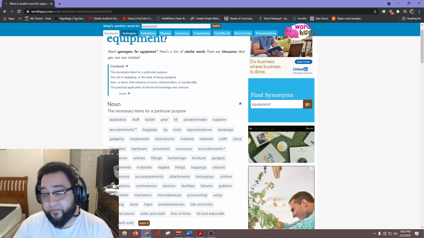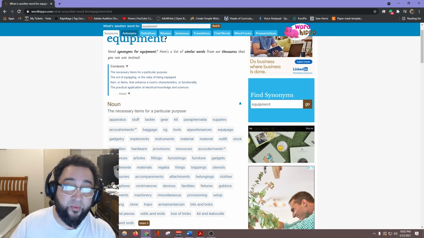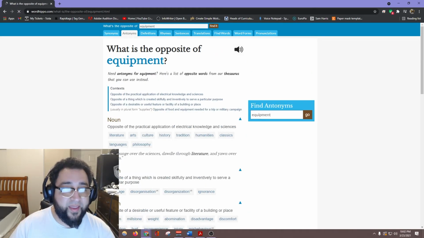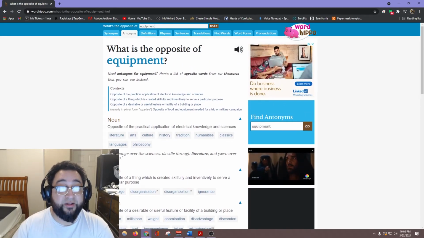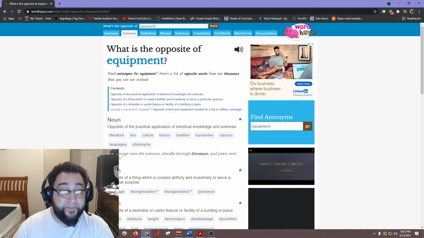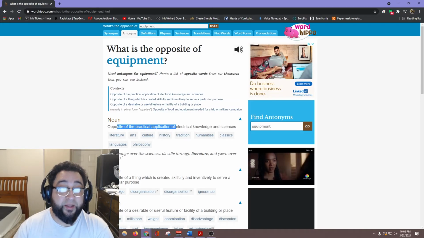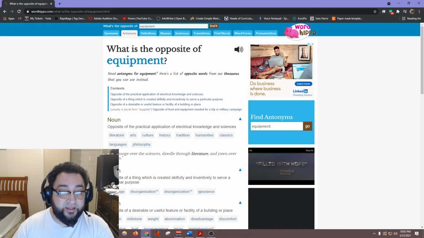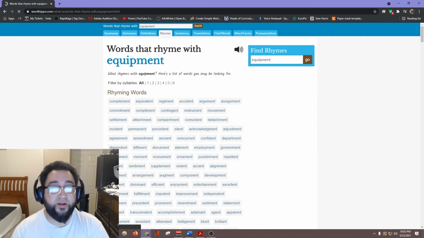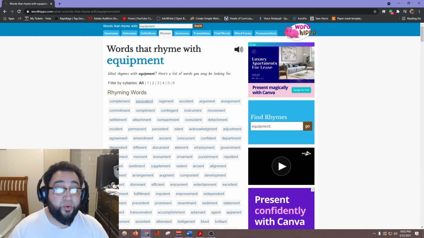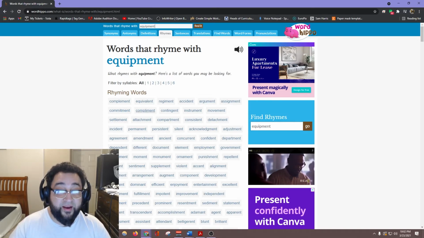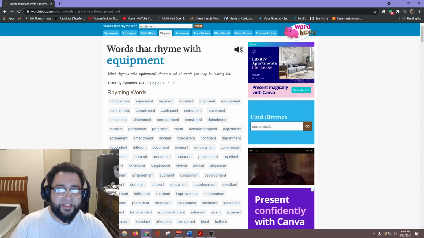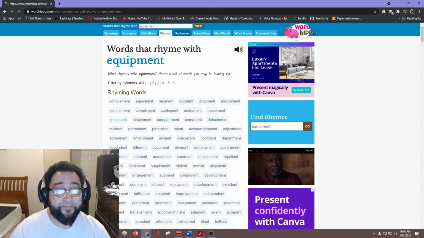Now, let's find the opposite of the word equipment. The opposite would be found in the antonyms. The antonyms of the word equipment would be literature, culture, so other things that are opposite of the practical application of knowledge and sciences. So these are examples of antonyms. Words that rhyme with equipment: complement, equivalent, regiment, accident, argument, assignment, commitment, complement. These all kind of sound similar or are in the same ballpark.